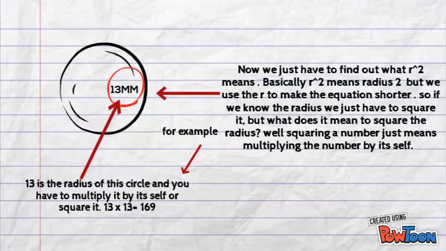For example, 13 is the radius of the circle, and you have to multiply it by itself, or square it. 13 times 13 equals 169.